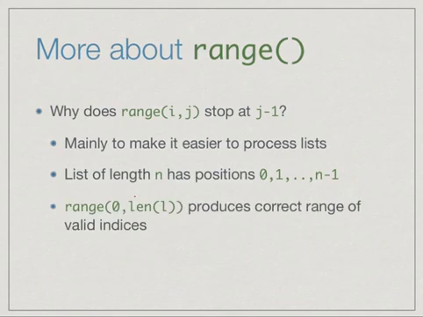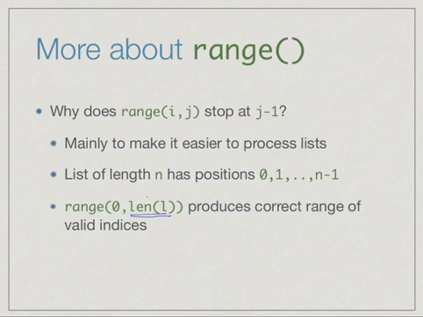So very often what we want to do is range over the indices from 0 to n minus 1. And if we don't know n in advance, we get it using the length function. So we would like to range from 0 to the length of the list. If the range is defined as it is now, where the actual values stop 1 less than the upper limit, then range 0, length of L will produce the correct range of valid indices.